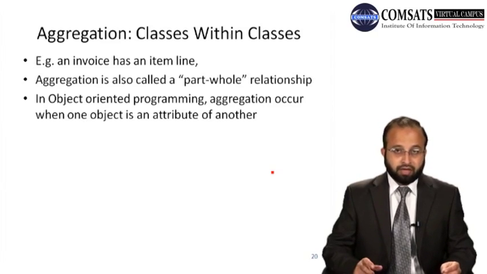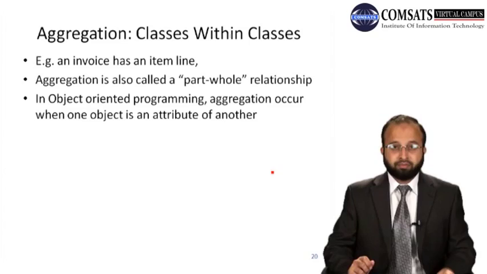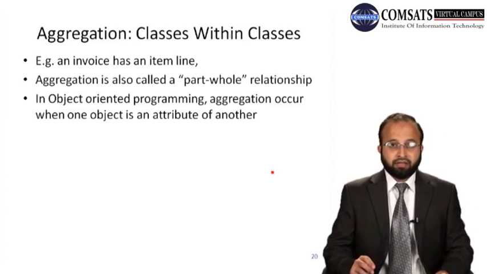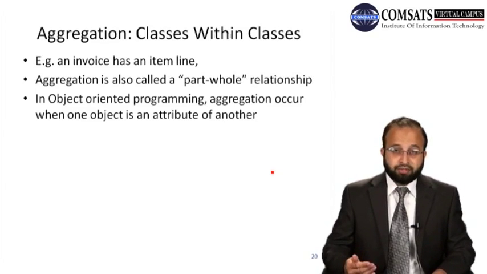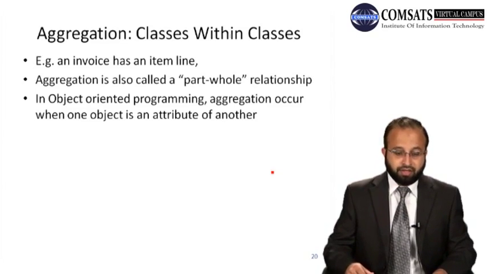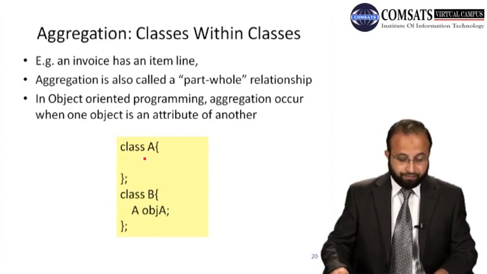ठीक है, कोई भी क्लास A है हमारे पास, उसका हम एक ऑब्जेक्ट बना लें क्लास B में, that means वो उसका क्लास B का एक प्राइवेट डाटा मेंबर बन जाए. So that represents the aggregation relationship. ठीक है, so that is why I write in the title classes within classes. For example, we have a class A. It has some functions, right?